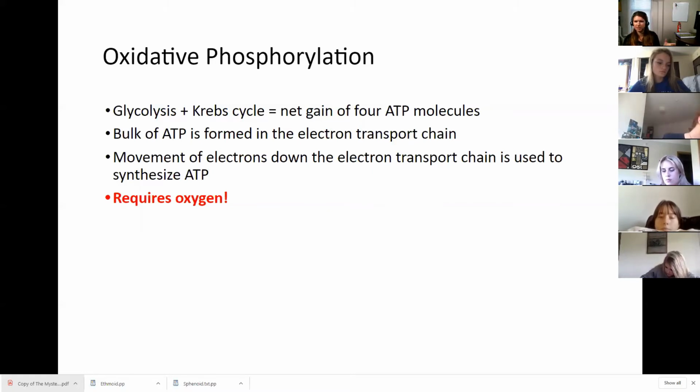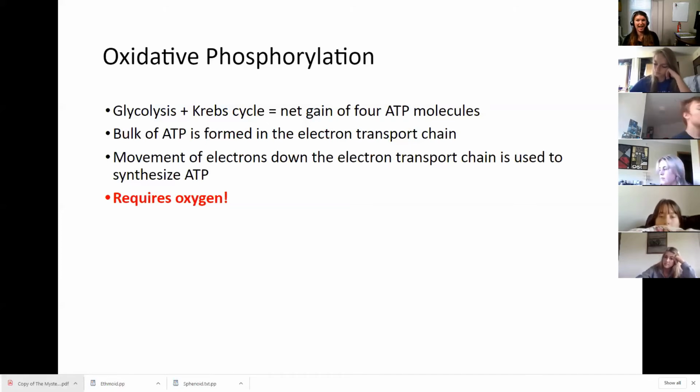But all the rest, and we saw that we can make up to 38 ATP molecules through this whole process, is going to be made by the electron transport chain through oxidative phosphorylation. And the way we're going to power this production of ATP is through the use of a chemical gradient. And we're going to see that we're going to have electrons moving across the electron transport chain using that chemical gradient in order to synthesize ATP. Now, very importantly, oxidative phosphorylation, this final step, the electron transport chain, our method of doing oxidative phosphorylation, requires oxygen.